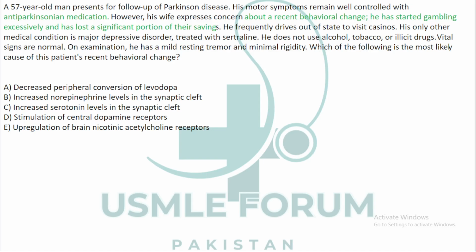So drugs used to treat Parkinson's disease stimulate dopamine receptors in the CNS, particularly the D3 receptor in the mesolimbic pathway, which regulates reward and reinforcement. So this overstimulation can lead to pathologic gambling, hypersexuality. It's common, literally it's very common. Compulsive shopping or eating. So this is called dopamine dysregulation syndrome, or more broadly, impulse control disorder associated with dopaminergic therapy. So that's the correct option.